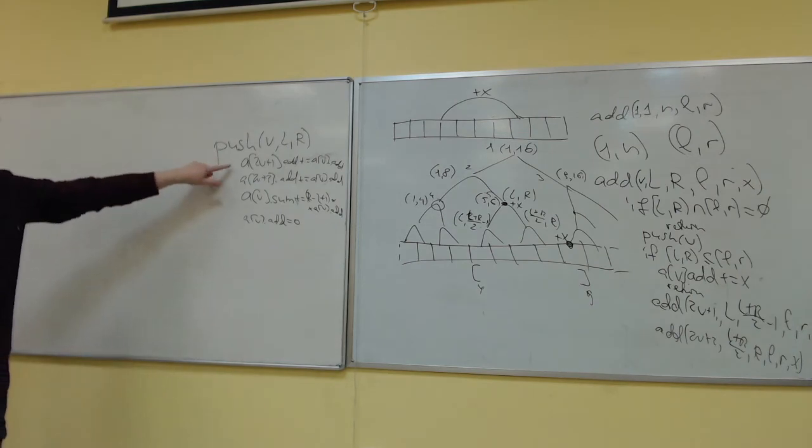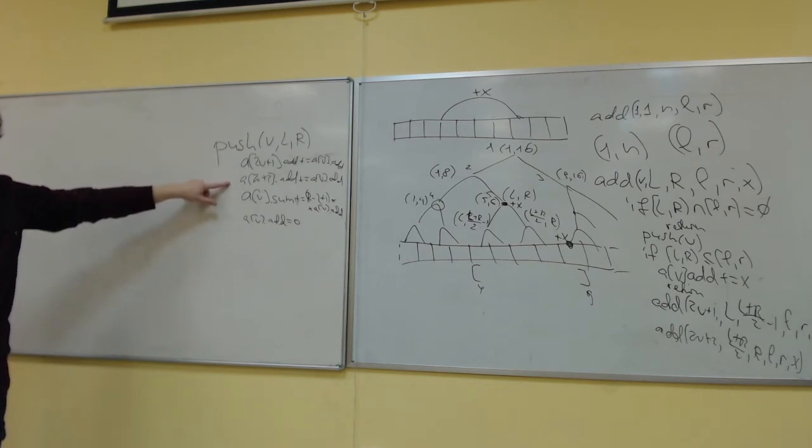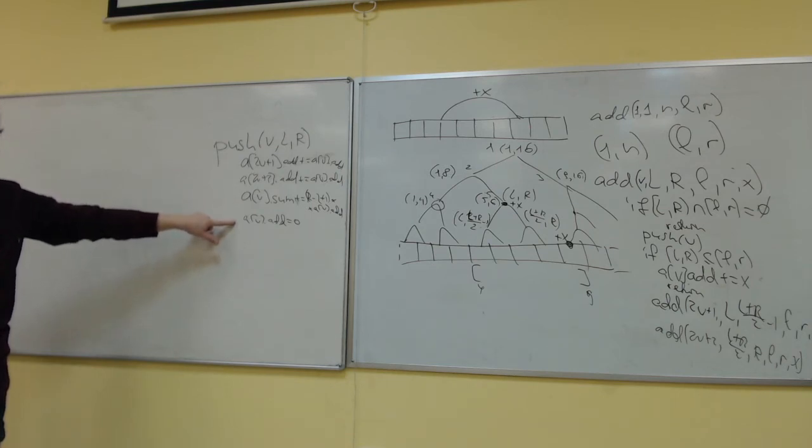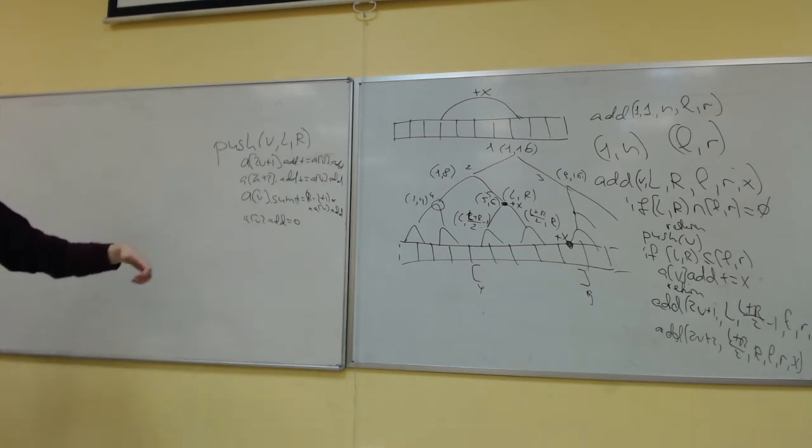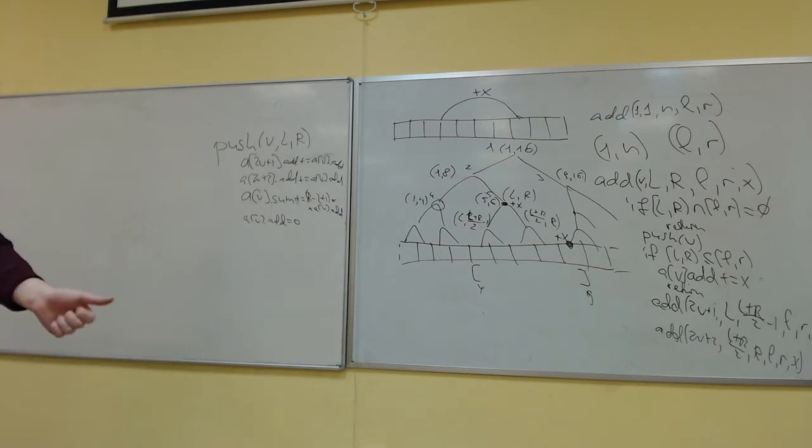So you just push to the left, so we add this to all the elements on the left, then add to all the elements on the right, then recalculate the sum in the subtree, and set add to 0, so we have already updated this node. So the push happens on every node which we call recursively.